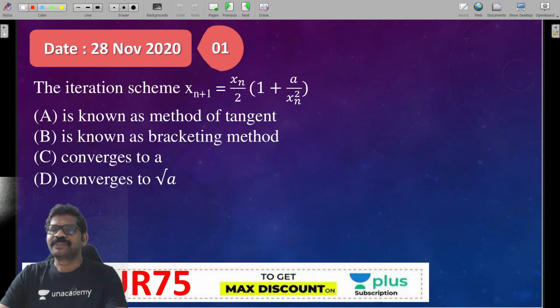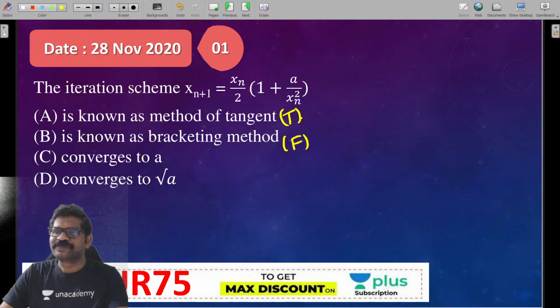Let us start. The iteration scheme xn plus 1 equal to xn by 2 plus a by xn square is known as the method of tangent. Yes, the iteration scheme is obtained by Newton-Raphson method. Newton-Raphson method is also known as method of tangents. It is known as bracketing method. No, it is false. It is not a closed-ended method. Whether it converges to root a, we have to find out.